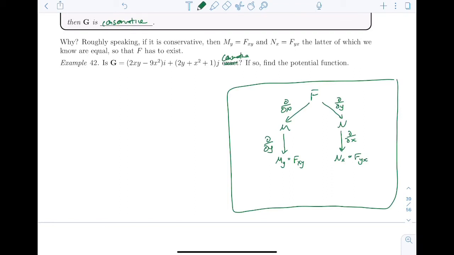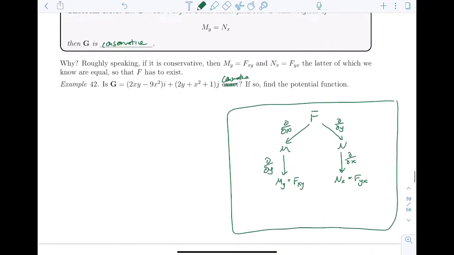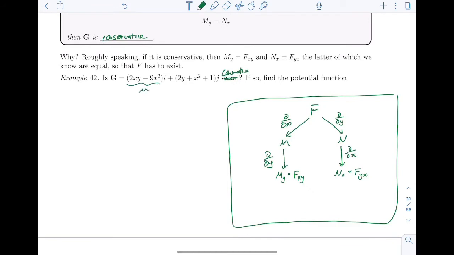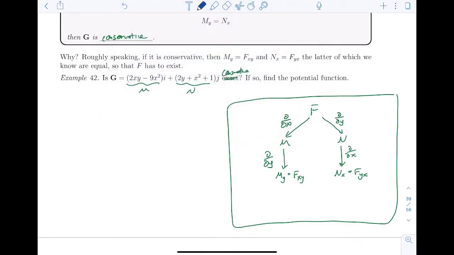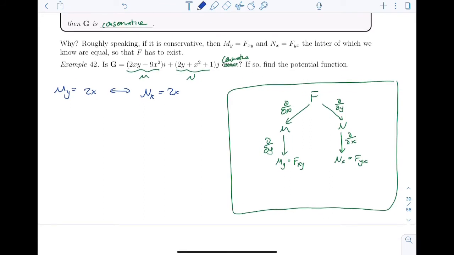Well, how do we do that? To test to see if it is conservative, what we'll do is this is M and this is N. Let me change colors. There's a lot of green on this page. I will find My, and My is simply 2x. Okay, and then Nx is just 2x. Oh, look, those are the same. So yes, it is conservative.